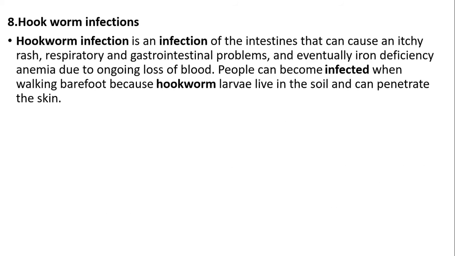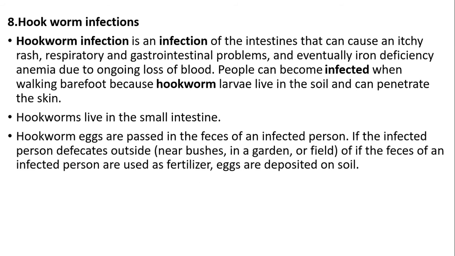Hookworm infections. Hookworm infection is an infection of the intestine that can cause skin rash, respiratory and GI problems, and eventually iron deficiency anemia due to ongoing loss of blood. People can be infected by walking barefoot because hookworm larvae live in the soil and can penetrate the skin. Hookworms live in the small intestine. Hookworm eggs are passed in the feces of an infected person. If the infected person defecates outside, or the feces of an infected person are used as fertilizer, the soil becomes contaminated.